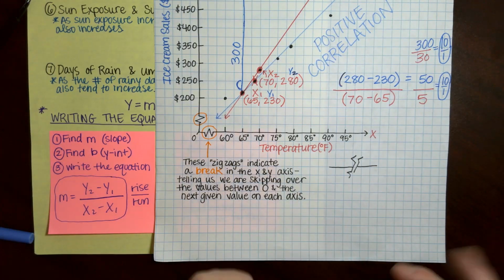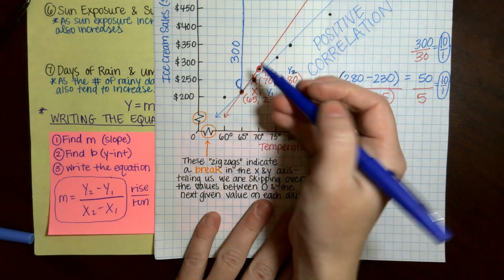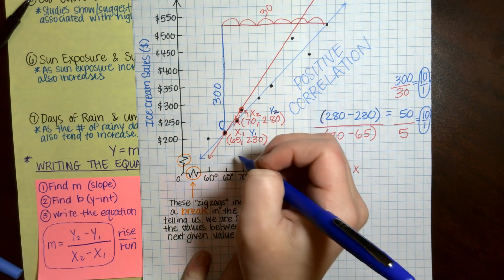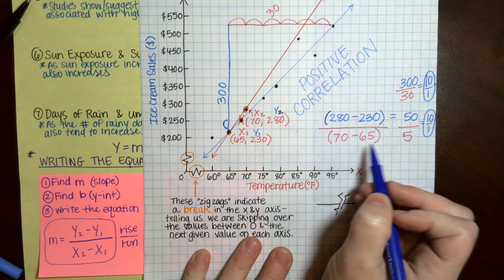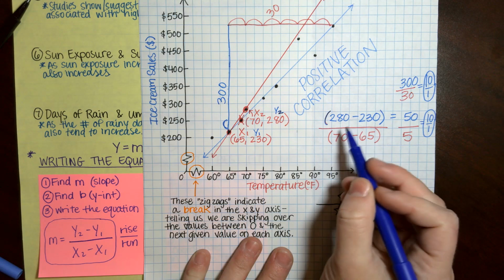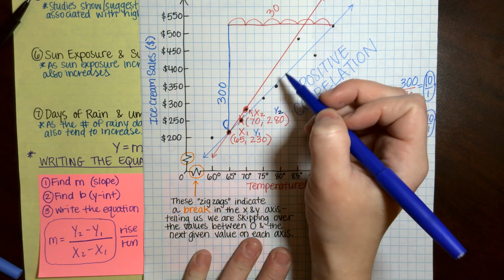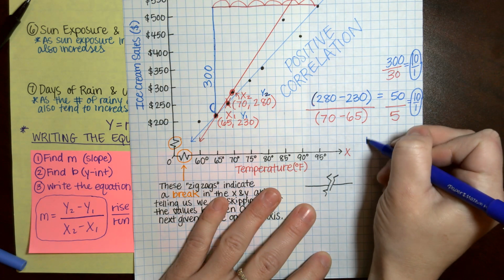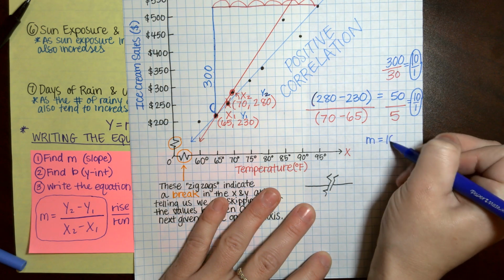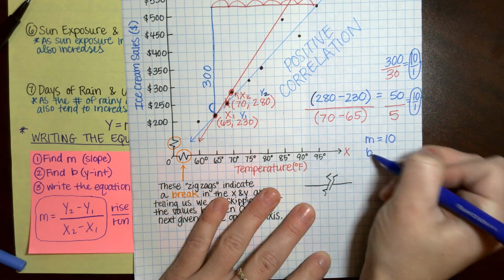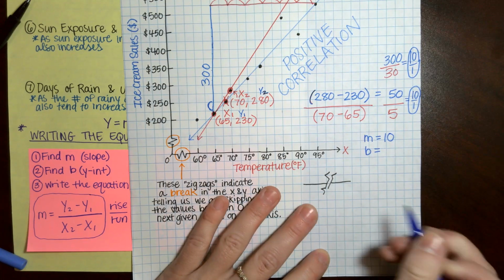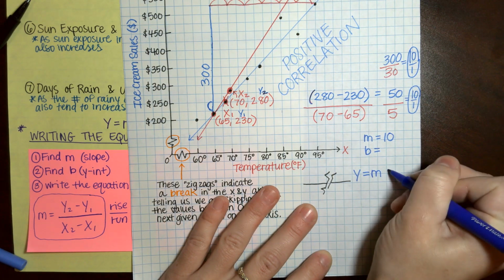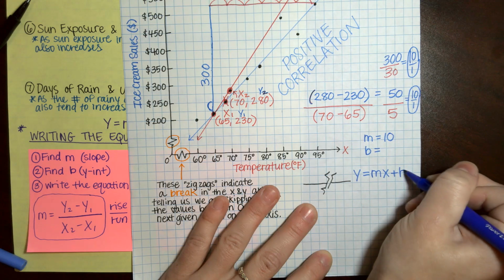Now, if you want to be more accurate with your slope and you don't want to have to worry about changing your units and doing all this weird multiplying stuff, I would highly suggest just using the slope formula. Just plug in 2 coordinates that fall on your line. And then I know my m is 10. I need to find my b, and I'm trying to plug it into y equals mx plus b.